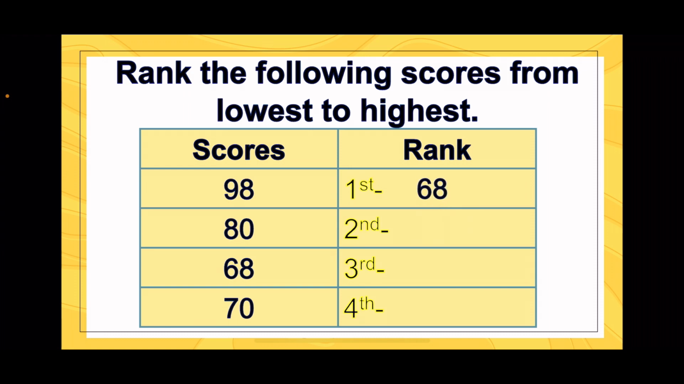What about for the second rank? That is right. It's 70. How about for the third rank? Yes, it's 80. Very good. And for the last rank we have? Correct. 98. Good job! Since you already know how to rank data from lowest to highest, I guess you are now ready for our next lesson. Our next lesson will be measures of central tendency of ungrouped data.